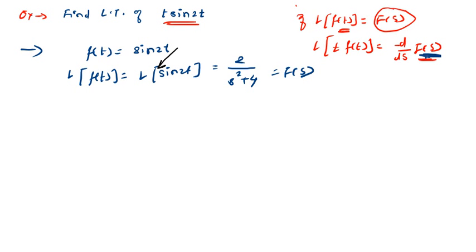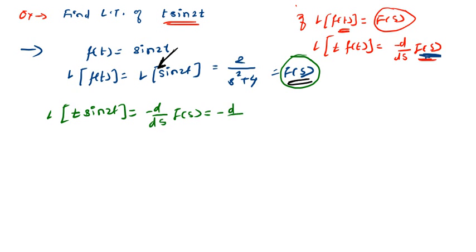Okay, once you get the value for f of s, you just need to insert t near this sin 2t. See what will happen. Multiply this sin 2t by t, so this will be t into sin 2t. What will be changed here? Minus d by ds of f of s.